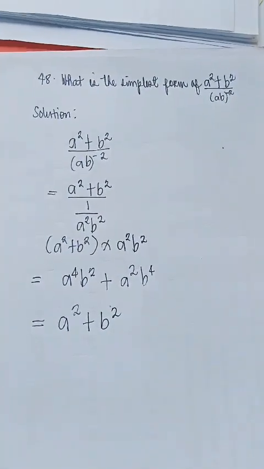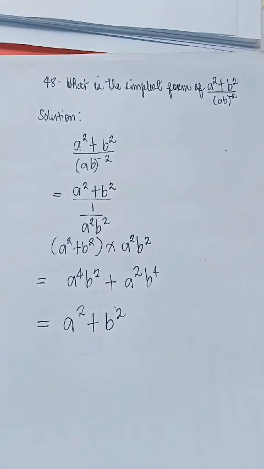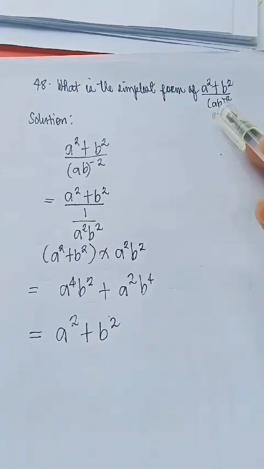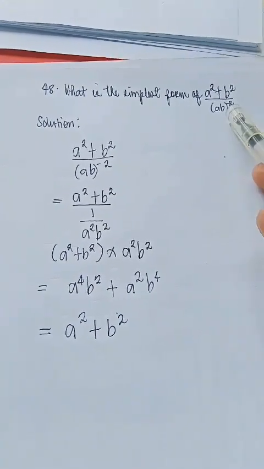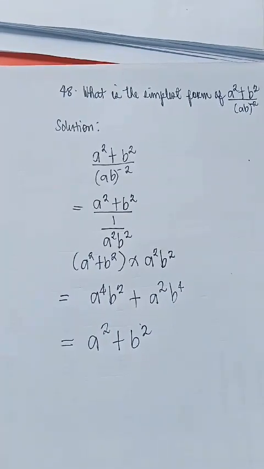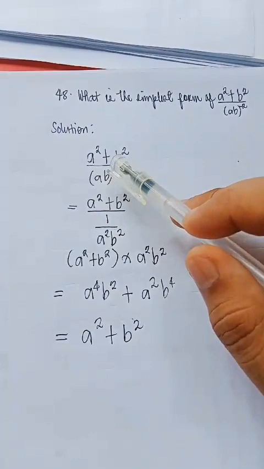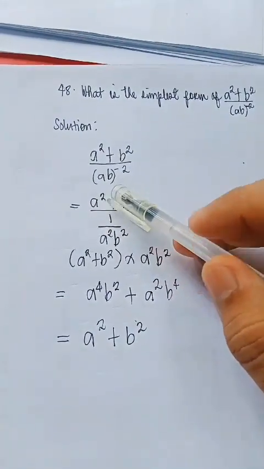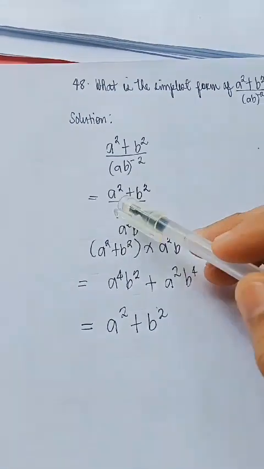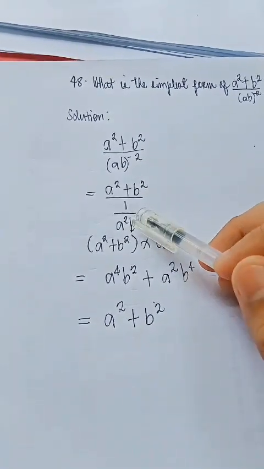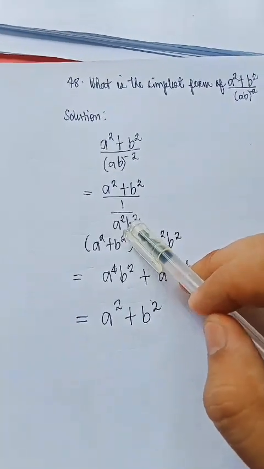Problem number 48. What is the simplest form of a square plus b square over a times b, or ab, raised to negative 2? Our solution is a square plus b square over ab raised to negative 2. This will become a squared plus b squared over 1 over a square b square.